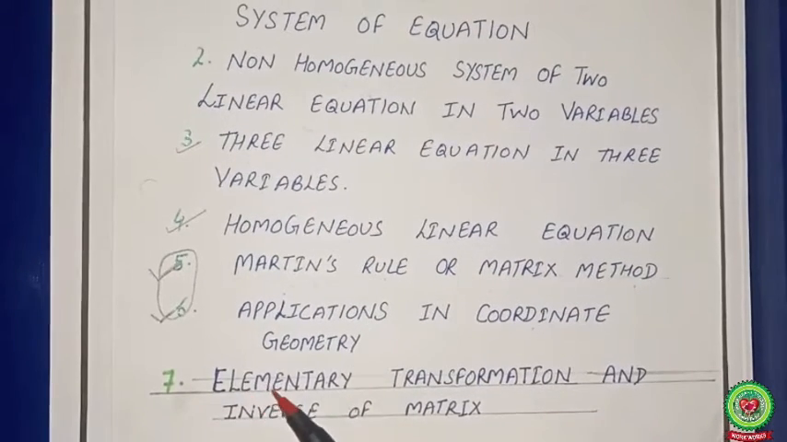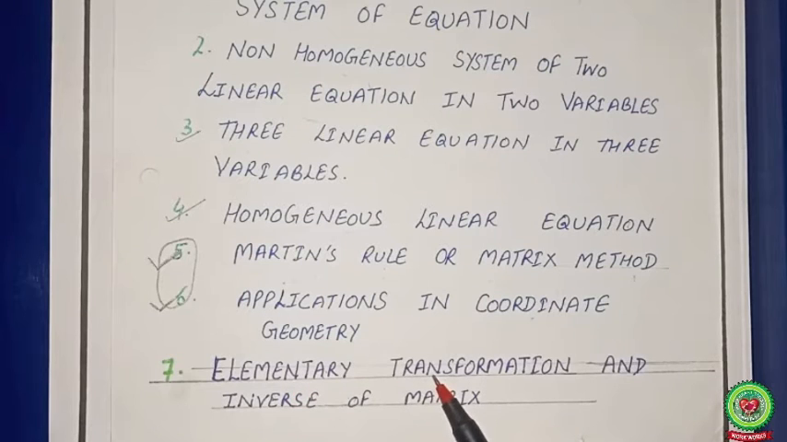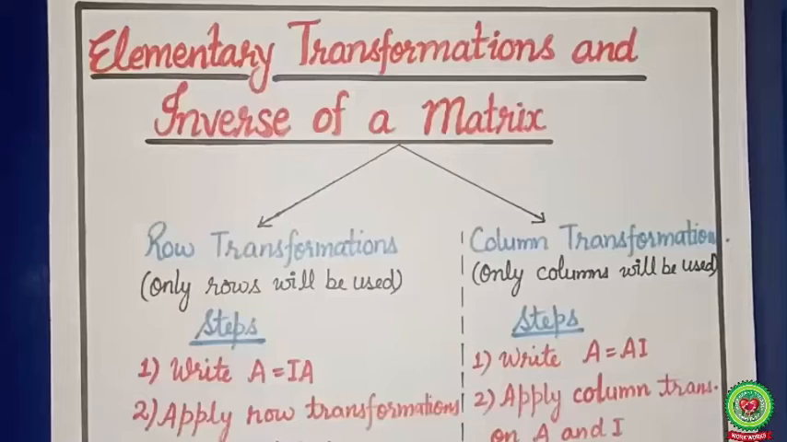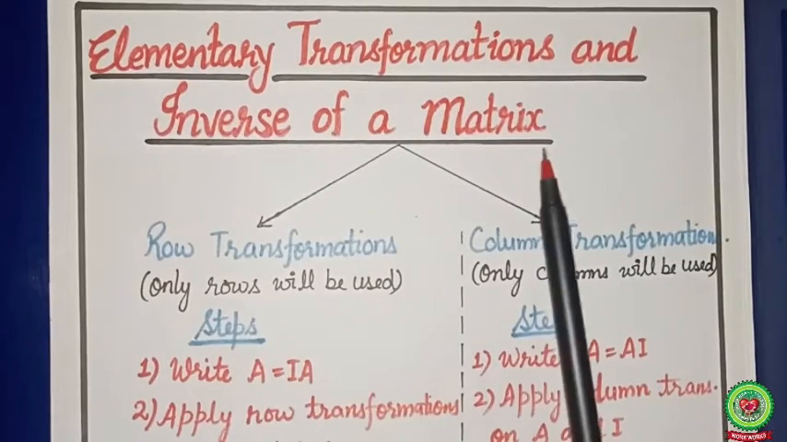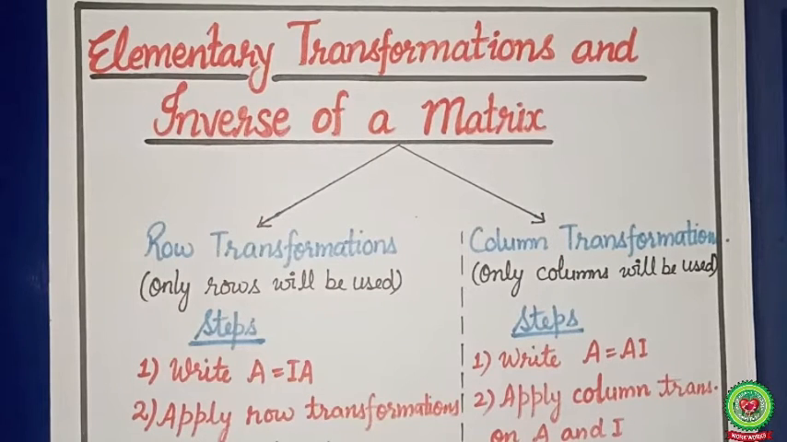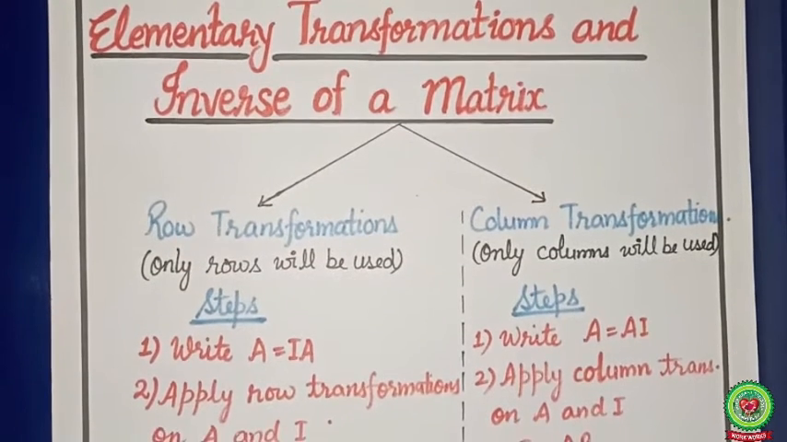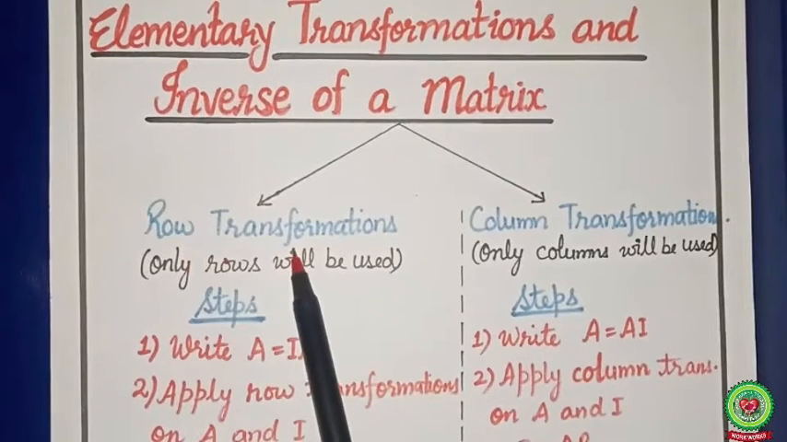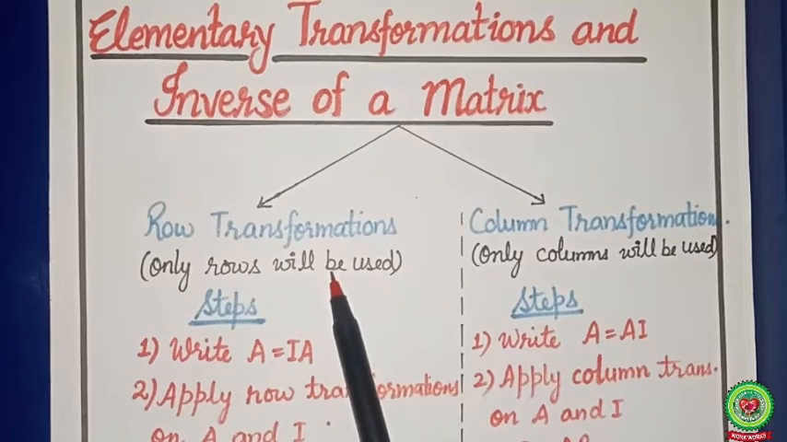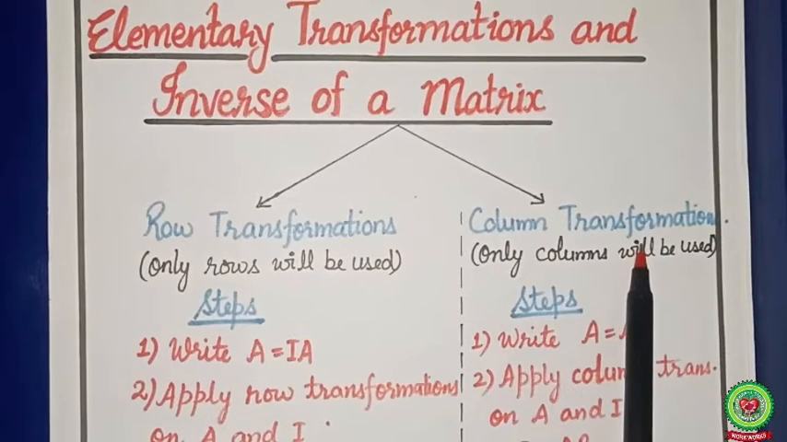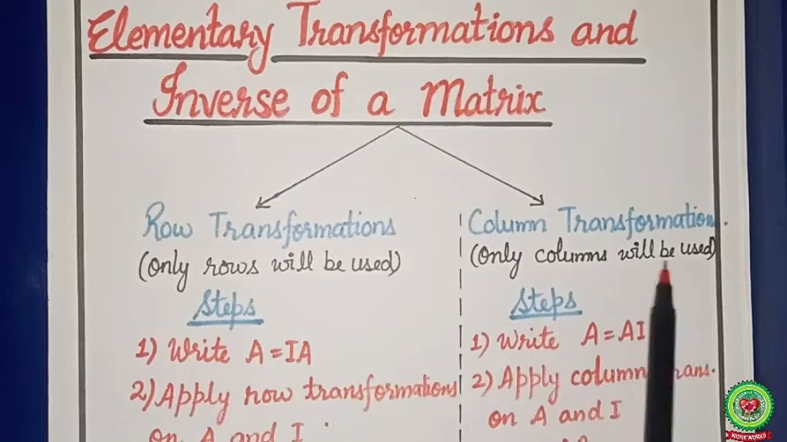Today, we are going to discuss elementary transformation and inverse of a matrix. Now students, we will do elementary transformation in a matrix to find the inverse of that matrix. So first of all, let's discuss the types of transformation. Two types of transformations are there. First is a row transformation, in which only rows will be used to find the inverse of a matrix. Second is a column transformation, in which only columns will be used.